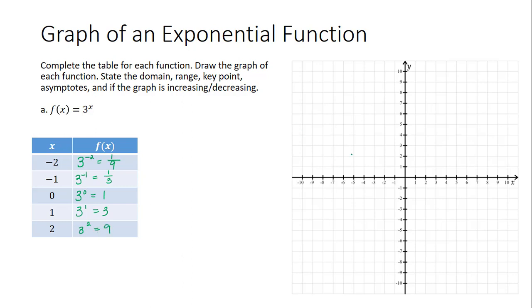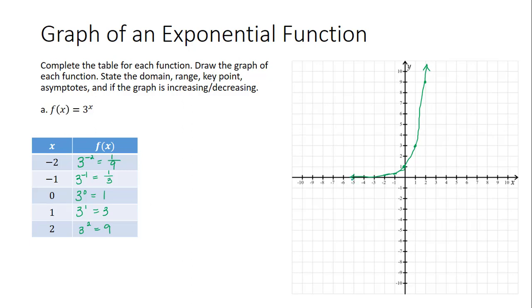Plotting these points: -2, 1/9 is roughly -2, 0.1. -1, 1/3 is -1, 1/3. 0, 1; 1, 3; and 2, 9. And then I'm going to draw the graph through these points.